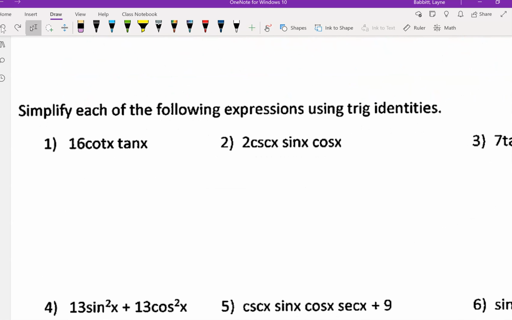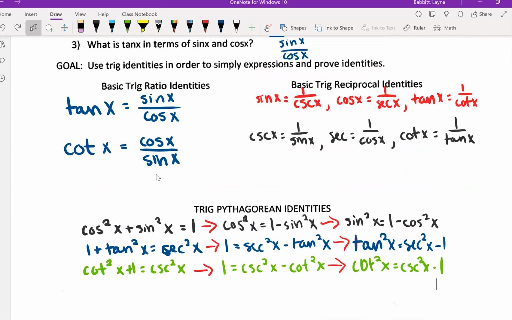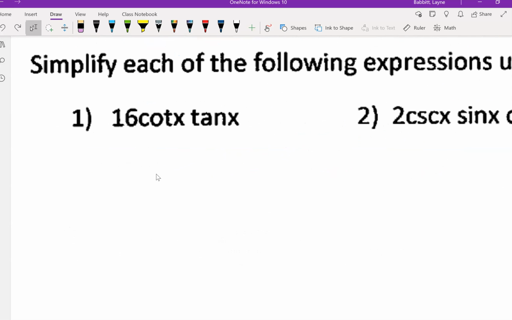All right, so we're going to move on to simplifying each of the following expressions using trig identities. So we're going to simplify each of these and try to condense them as much as we possibly can using any of the information that we have above. So I'm looking at this first one, and I'm trying to look at how I can either cancel things out or combine things. And I notice that I have cotangent and tangent, and those are related to each other. I don't like dealing with cotangent that much. I'd prefer to convert that to something else. And I know that cotangent is the same as 1 over tangent of x.